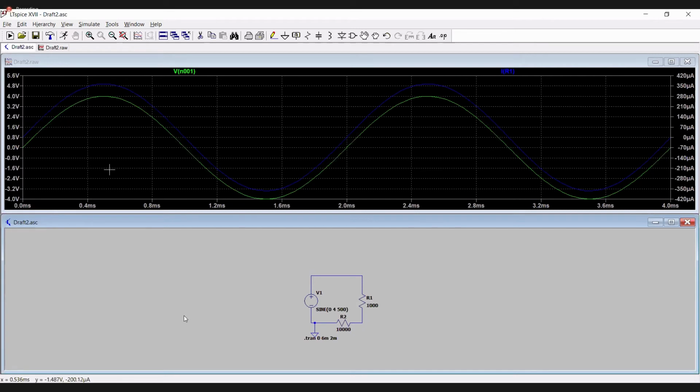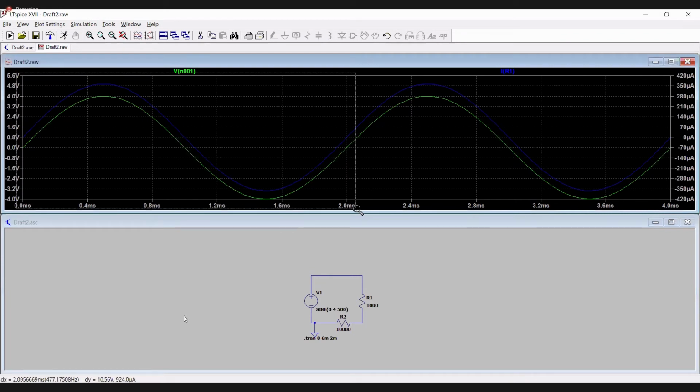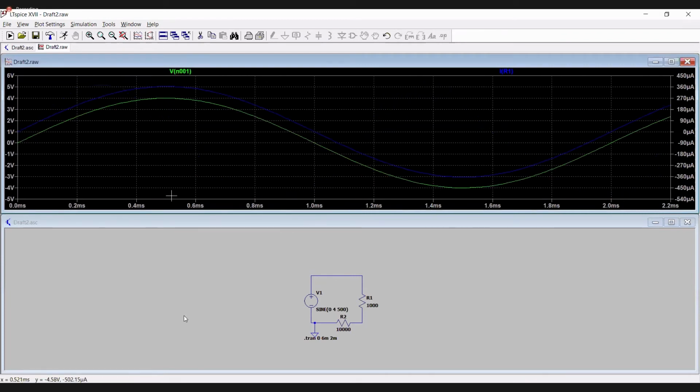As you can see, they peak at the same time, at exactly a fourth of your period. It is about here, about 0.5 millisecond. So the current and voltage peak together. Take note that your current here is being measured in microamperes, so it's a very small current flowing through your resistor.